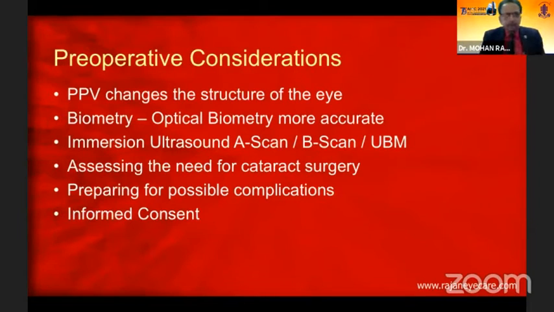So PPV changes the structure of the eye. So biometry, optical biometry, more accurate immersion, ultrasound A scan, B scan, or UBM you can do, assessing the need for the cataract surgery and preparing for the possible complications. Informed consent is very, very important.